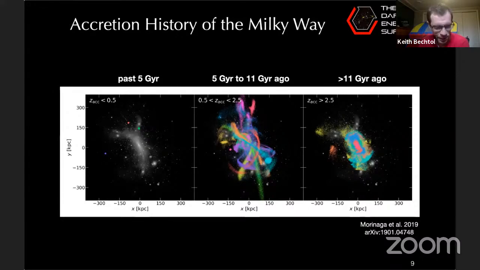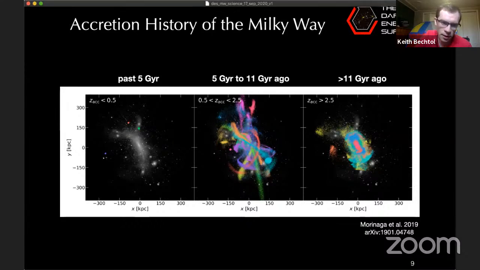Sorry, let me explain this. Let me back up and say this a bit more clearly. I should say on the left panel, what's color coded here are the satellites that have been accreted within the last 5 billion years. So you can see that there's these relatively compact structures that are still intact. And so these most recent accretion events, these would be the satellites that we can see today.